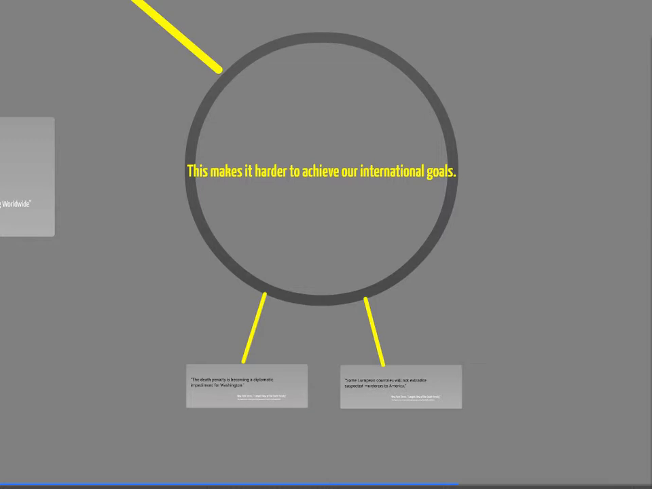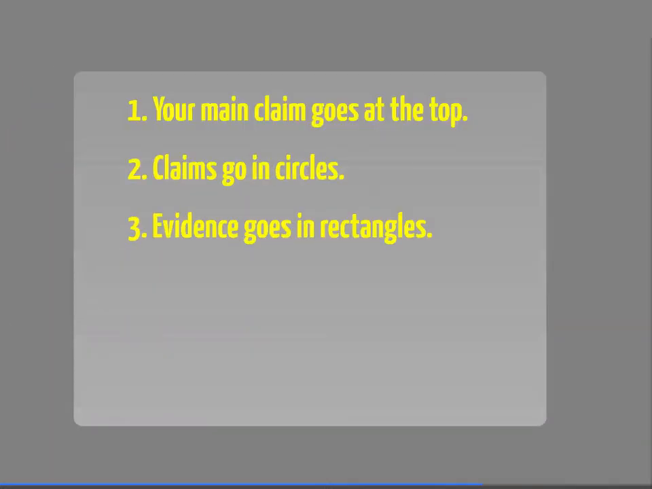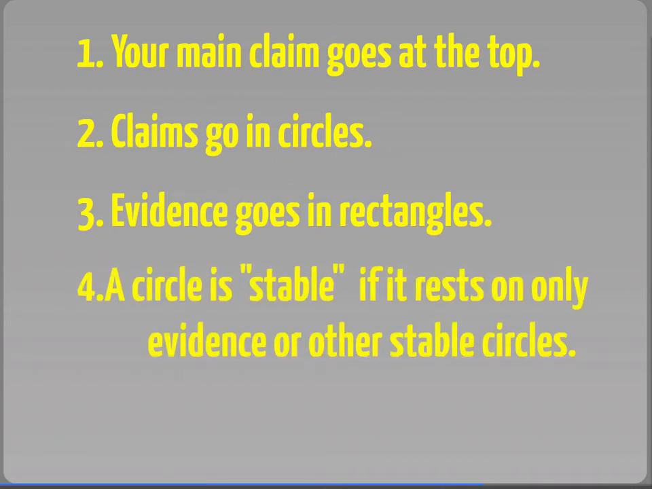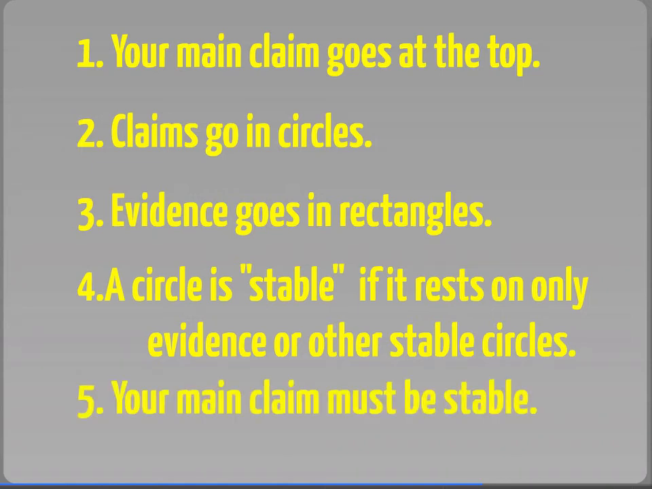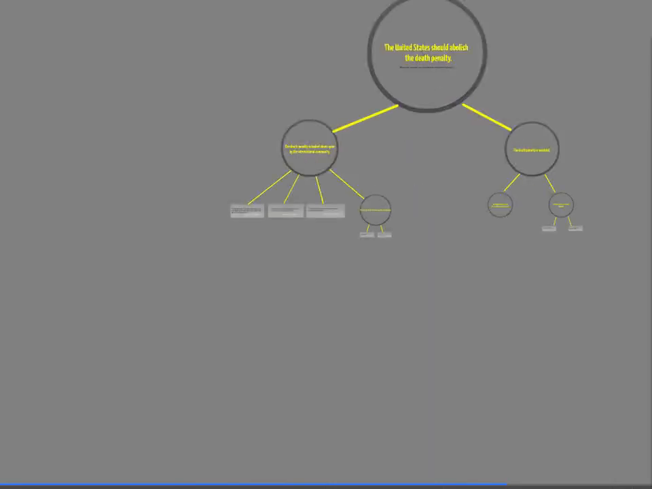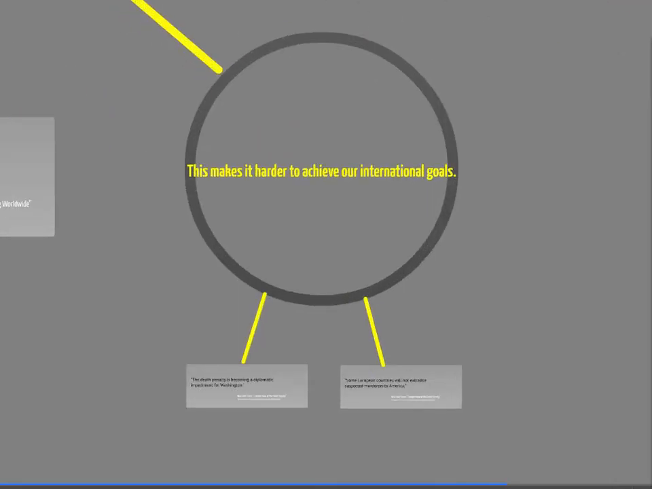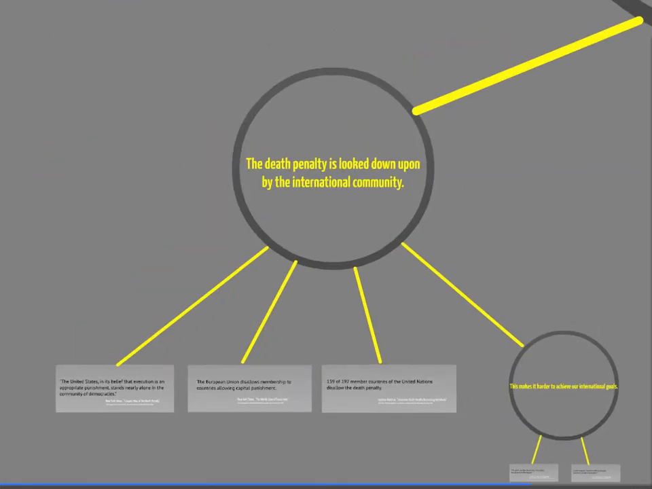The argument pyramid makes this really easy to see with a couple of last, slightly more complex rules. A circle is stable if it rests only on evidence or on other stable circles. Finally, your main claim must be stable. At any point in this process, then, you can evaluate how strong your argument is by looking at how stable it is. This claim has nothing but evidence underneath it, so we're good. This claim has some rectangles underneath it. It also has a circle, but since we already figured out that that circle is stable, it's good too.